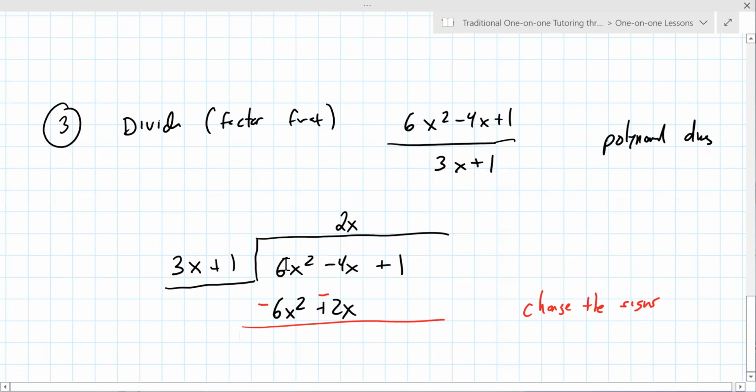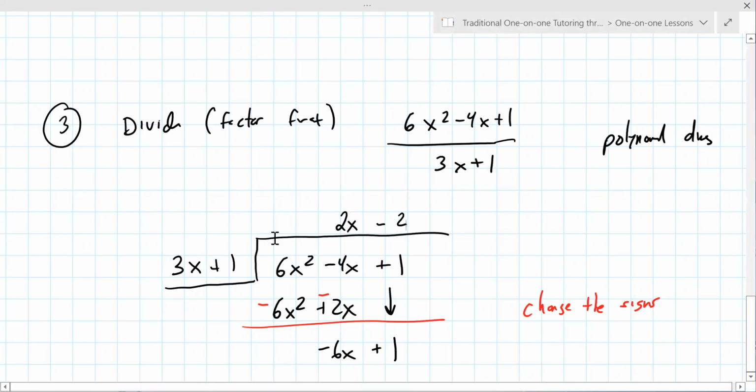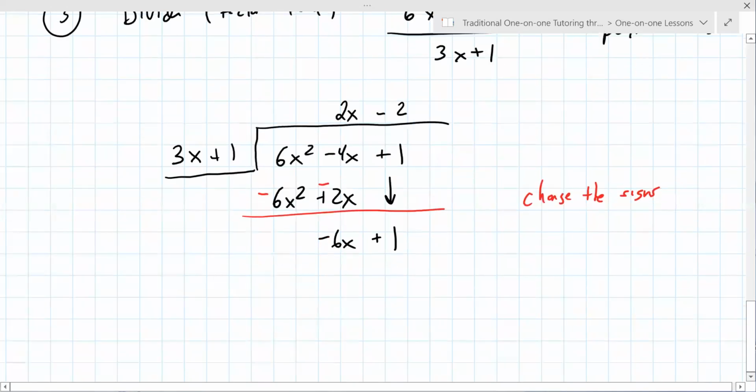Now it's always the case that the leading one cancels out. Sometimes this one cancels, but you just now add. Minus 4x plus minus 2x is minus 6x. Just like old time division, you bring the next one down like that. So then you do the same thing as before. Ask yourself, what do you multiply 3x by to get minus 6x? And the answer is minus 2. So minus 2 times 3x gives you the minus 6x.